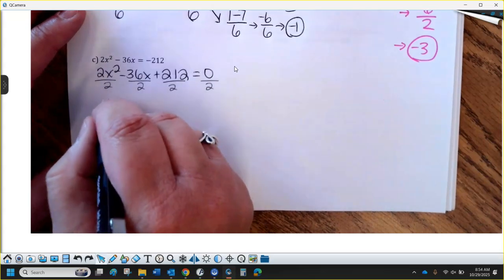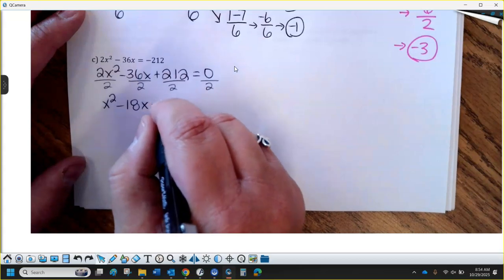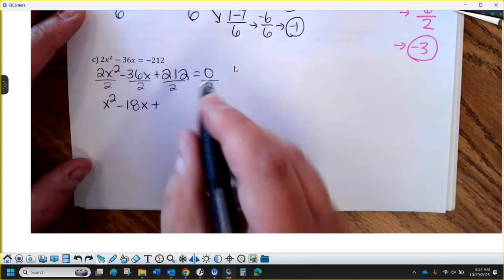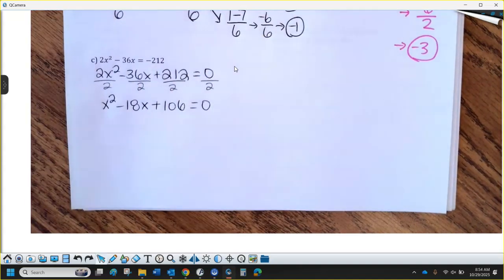They'd have the same answer. I'm just going to divide everything by 2 really quick to make that a little bit easier to work with. So that'd give me x squared minus 18x plus 106, just so I don't have to plug huge numbers into the quadratic formula.